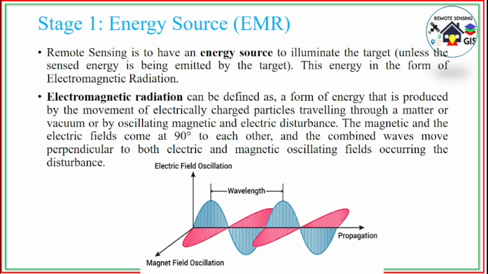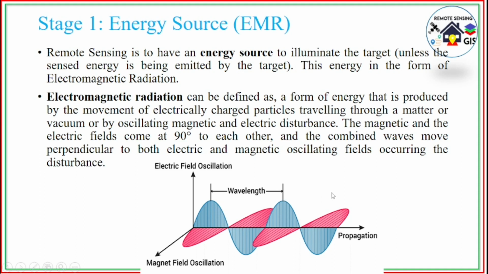When you talk about electromagnetic radiation, there are two characteristics of EMR which are important in remote sensing. Which characteristics are they? Wavelength and frequency. Yes, very good. Wavelength and frequency. So what is wavelength? Wavelength is basically the distance between two crests.